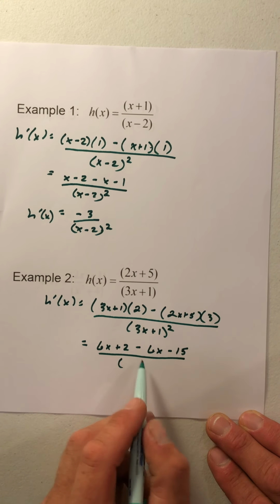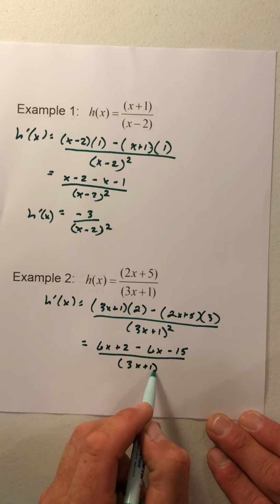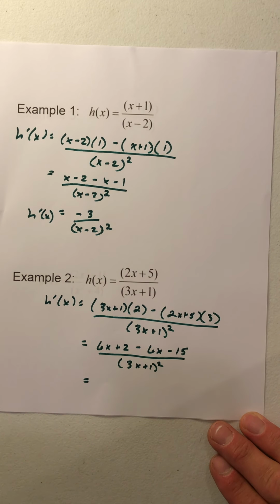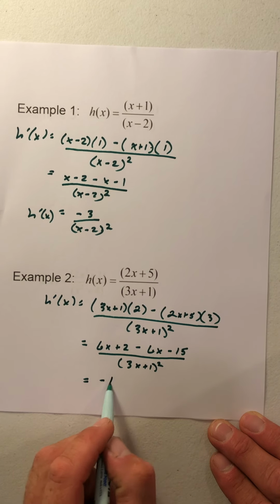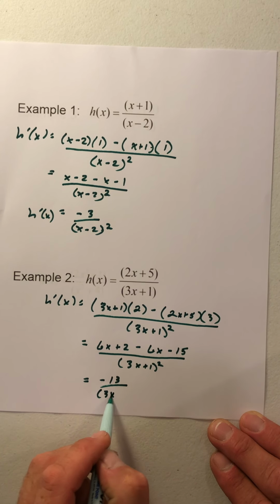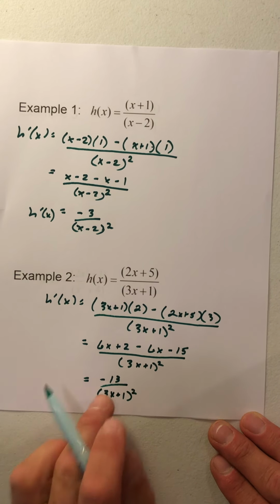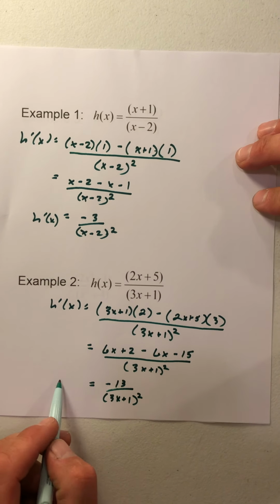If you wish, you could do that in 2 different parts. It's quite up to you, as long as we end up with the same answer at the end. The 6x's are going to cancel. 2 minus 15 gives us negative 13 over 3x plus 1 squared. And that gives us our derivative, or h prime of x.